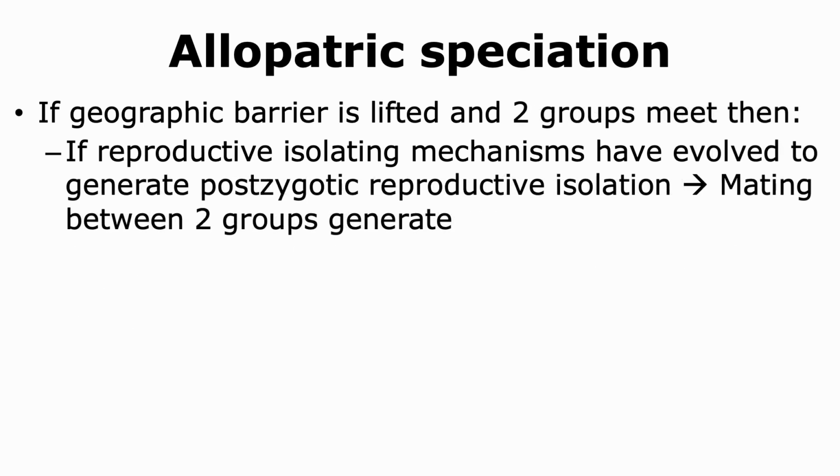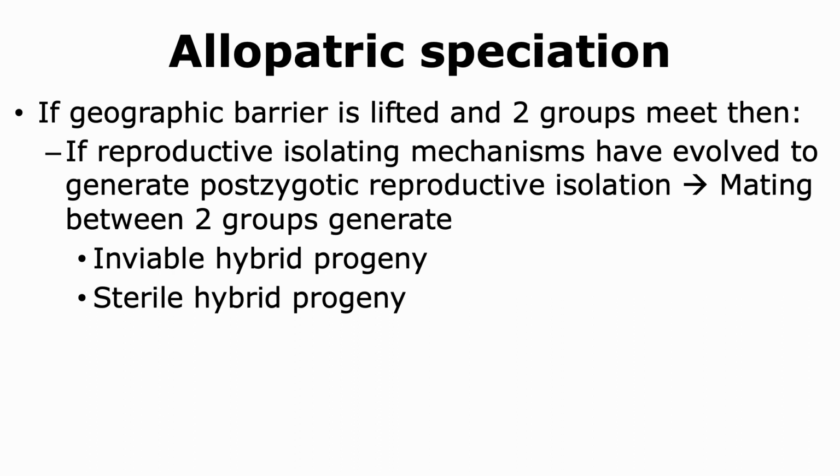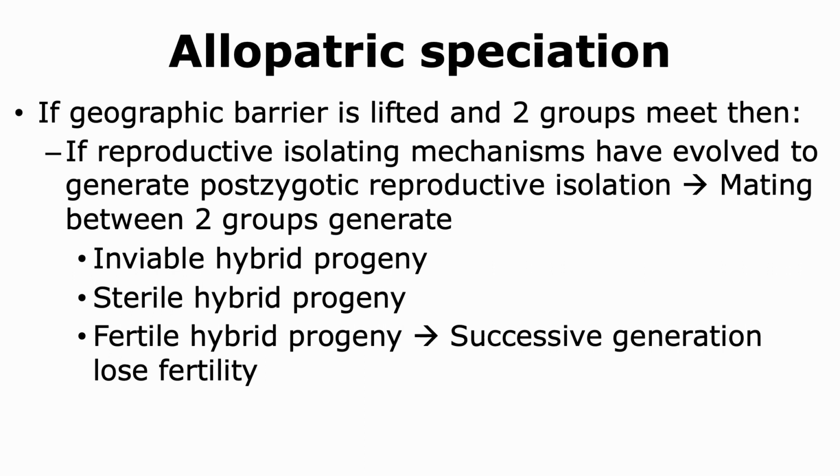On the other hand, if not enough time has passed for the evolution of prezygotic reproductive isolating mechanisms, however, postzygotic reproductive isolating mechanisms have developed, then we do have a situation where individuals from the different groups can mate. And when they do mate, there is a possibility for them to generate hybrid progeny that are not viable. They could also produce hybrid progeny that are sterile, or they can produce hybrid progeny that are fertile.